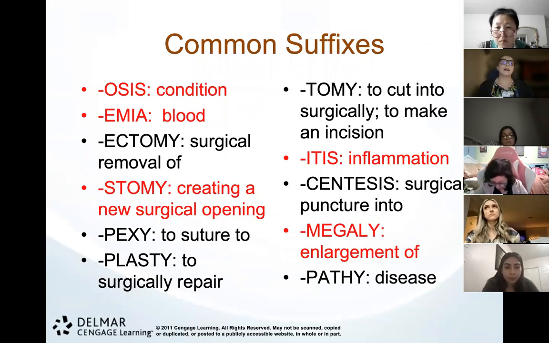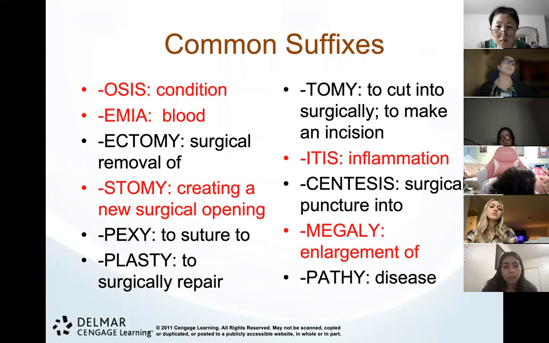So tomy, that's to cut into something surgically or to make an incision. Itis stands for inflammation. Itis also stands for infection. That was a question that I had from this morning. I had a student that wasn't sure what infection would be. So know that itis is inflammation and infection, kind of generalized in one.